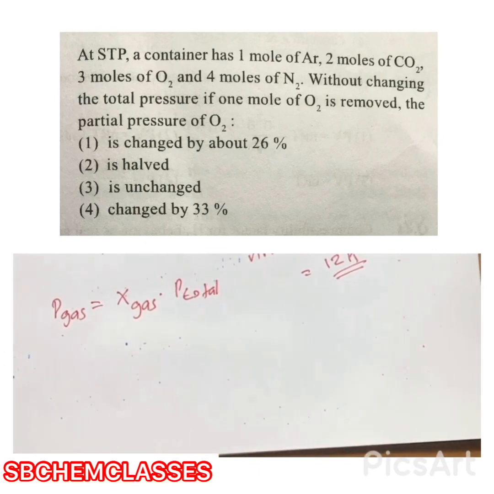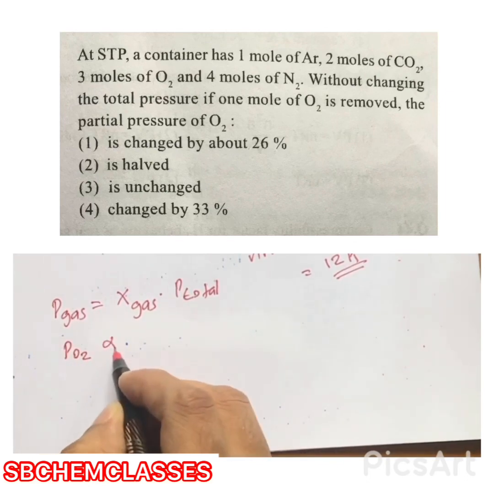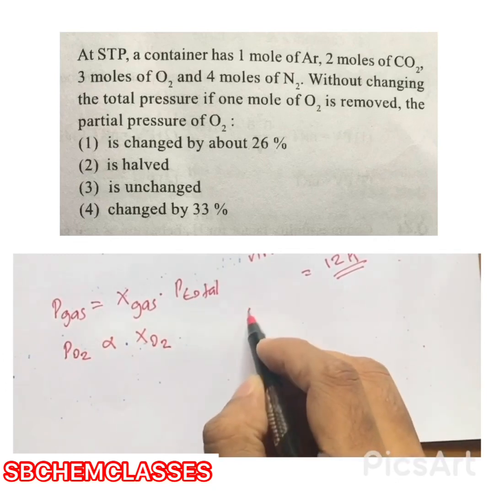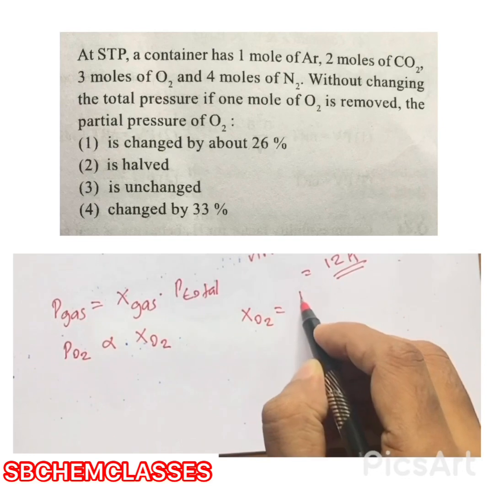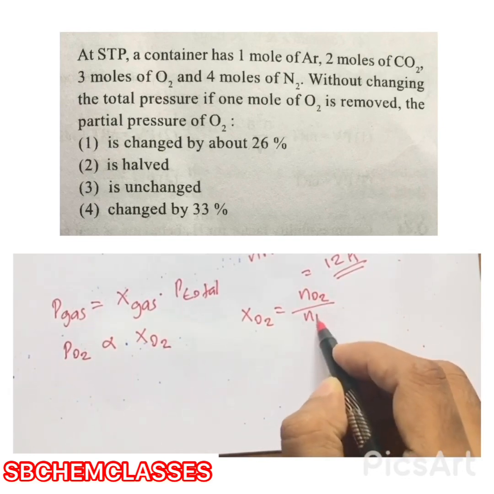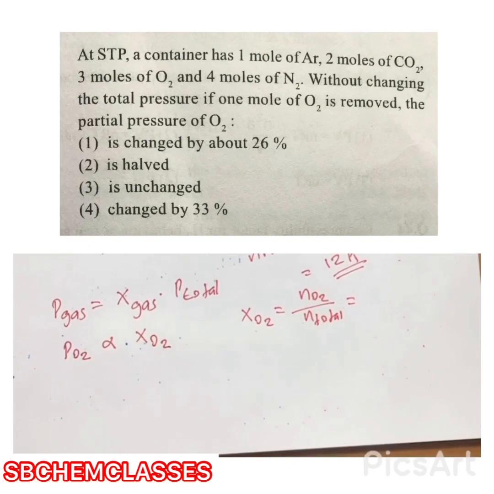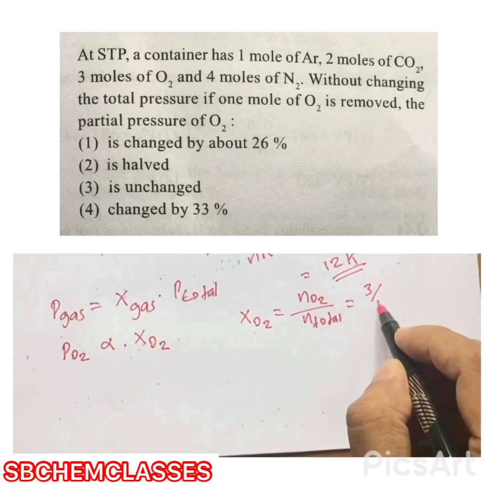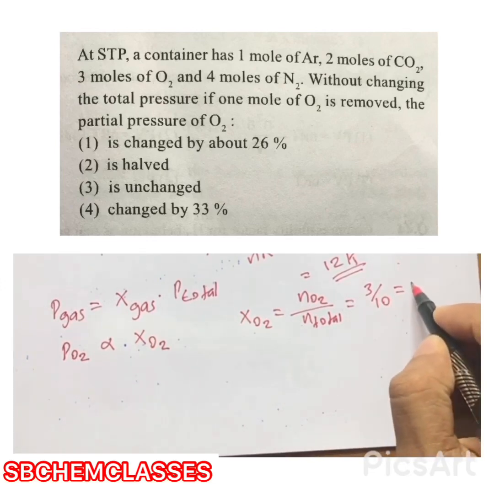In this question, without changing total pressure, we are removing 1 mole O2. Then what will be the change in partial pressure of O2? We can simply say that partial pressure of O2 is directly proportional to mole fraction of O2. Mole fraction of O2 means number of moles of O2 by total number of moles. In question, number of moles of O2 is 3 and total number of moles is 10. So 3 by 10 equal to 0.3.